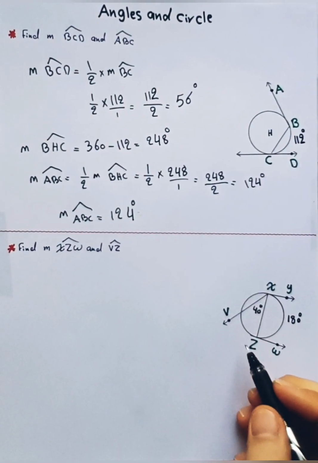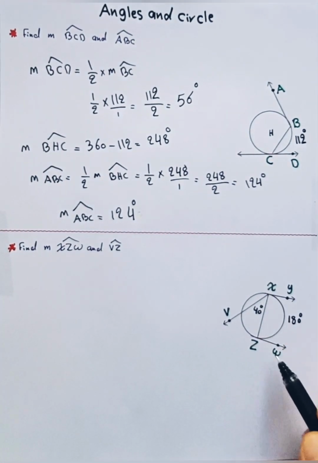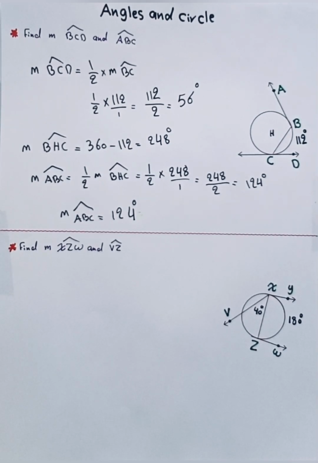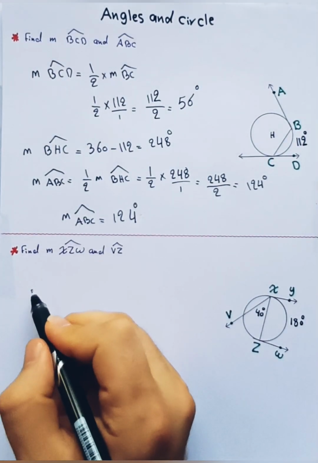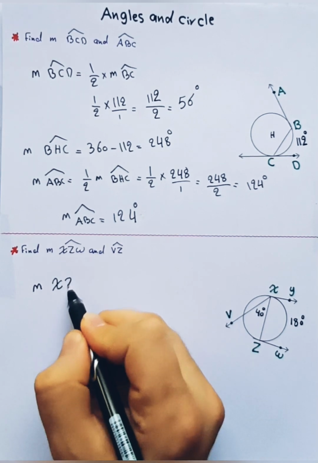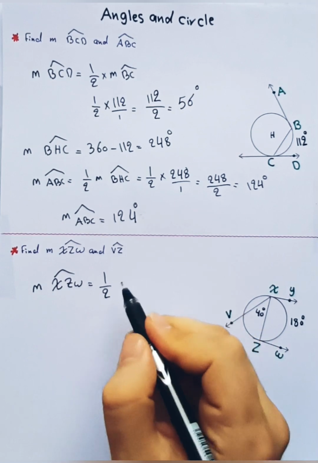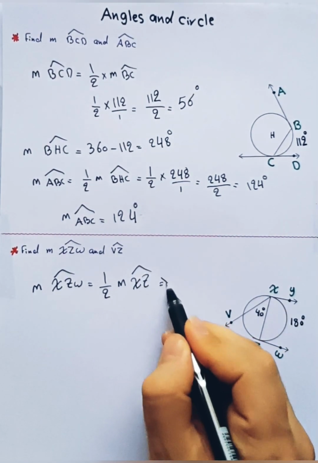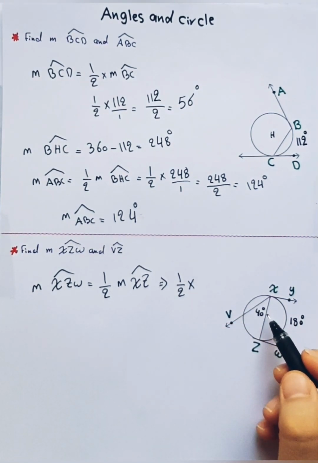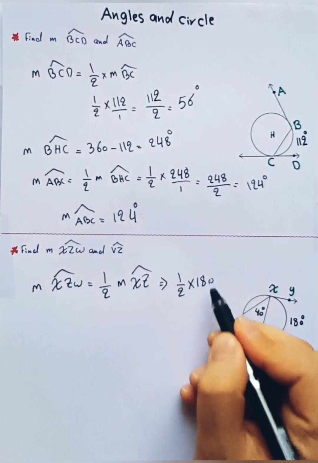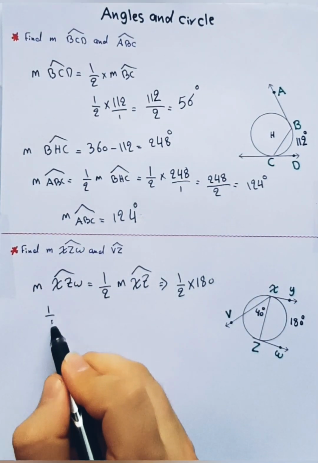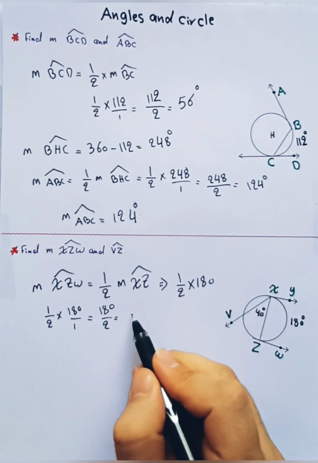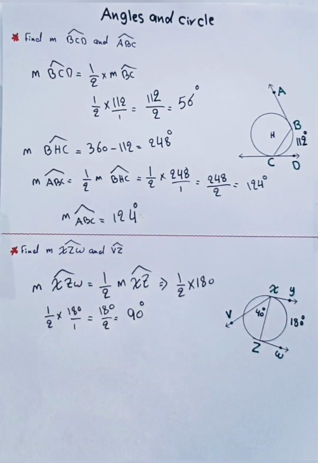After that, in this example, you have to find the measure of angle XZW, this angle, and arc VX. Now, I'm going to start by finding the measure of angle XZW. The measure of angle XZW equals 1 out of 2 multiplied by the measure of arc XZ. So we have 1 out of 2 multiplied by the measure of XZ, which is 180. And then when we multiply 1 out of 2 by 180 out of 1, 1 times 180, 2 times 1 is 2, 180 divided by 2 equals 90. So the measure of angle XZW equals 90 degrees.